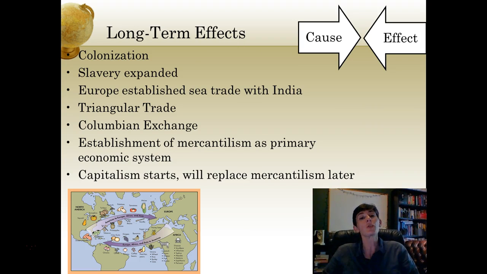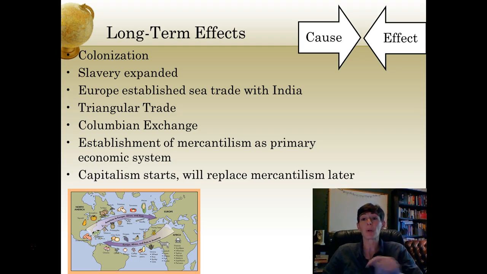Long-term effects: we have colonization. Without exploration, there are no colonies. So exploration makes colonization possible. Slavery is massively expanded because once the Europeans in the New World figure out how fertile the soil is and what you can do with it, they need massive manual labor to produce these crops. Europe establishes a sea trade with India. Triangular trade develops. The Columbian Exchange occurs.